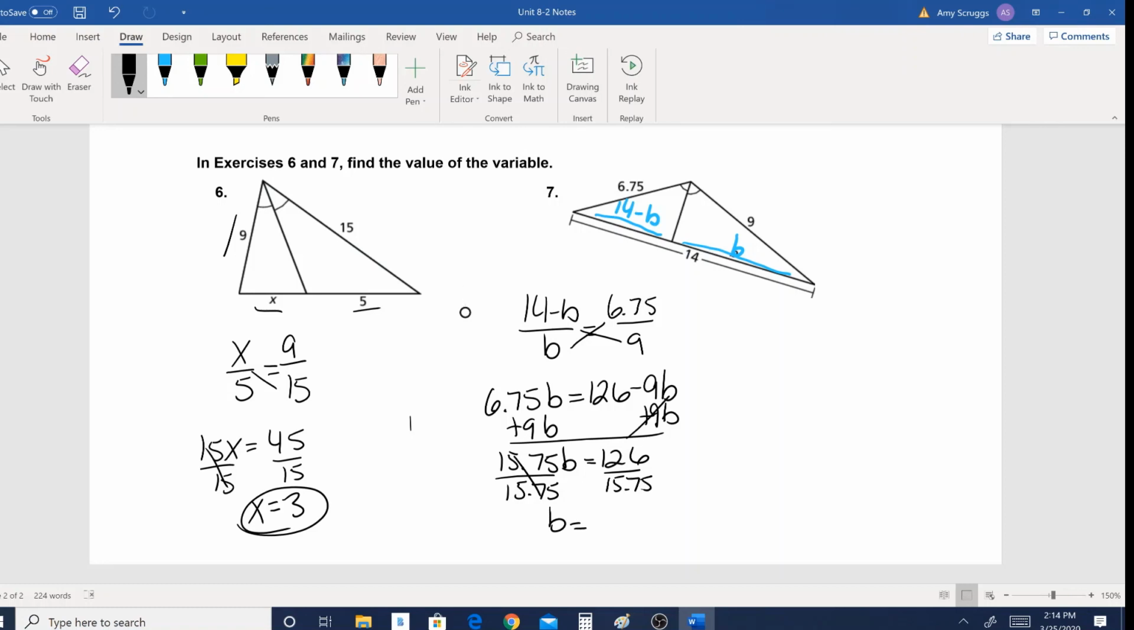126 divided by 15.75, I'm doing this all on my calculator. Oh, you get a nice pretty whole number of 8.